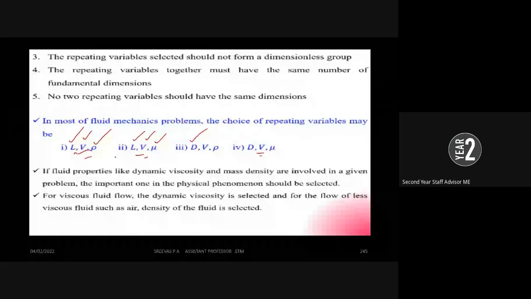If fluid properties like dynamic viscosity and mass density are involved in the given problem, the important one for the physical phenomenon should be selected. Okay, fluid properties are dynamic viscosity and density.